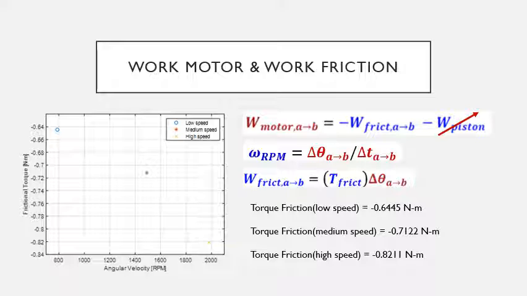As shown in the figure here, the frictional torque value decreases as the angular velocity increases. However, since friction is always negative, we concluded that the torque value increases as velocity gets higher.